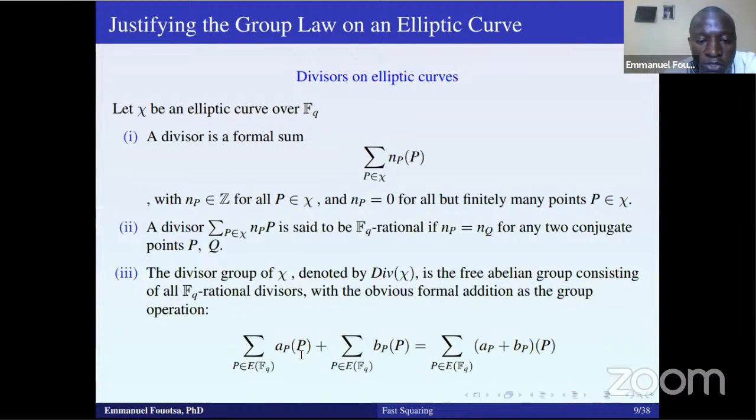So if you have two divisors like this, we want to add them. We obtain a third divisor like this. If P is present in the two divisors, then we just add the coefficients in the sum. If P is only in one divisor, we maintain it here, and so on.